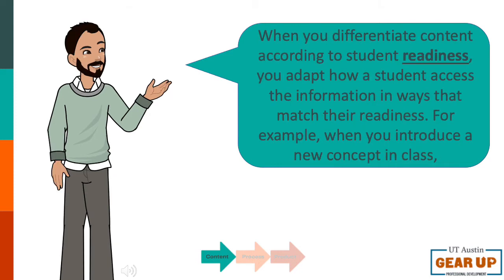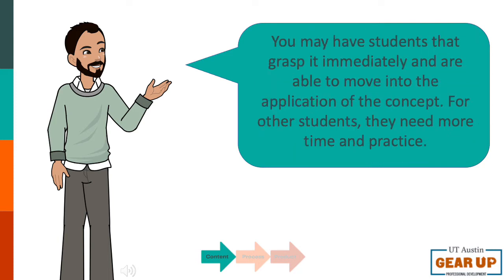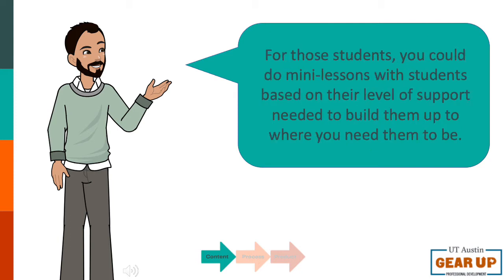When you differentiate content according to student readiness, you adapt how a student accesses the information in ways that match their readiness. For example, when you introduce a new concept in class, you may have students that grasp it immediately and are able to move into the application of the concept. For other students, they need more time and practice. For those students, you could do mini lessons with students based on their level of support needed to build them up where you need them to be.